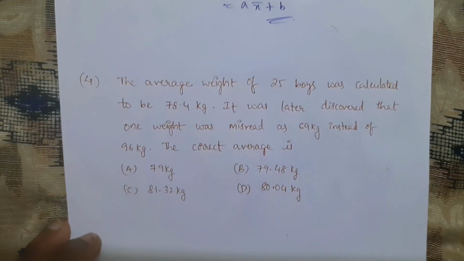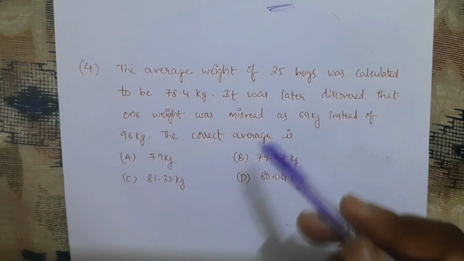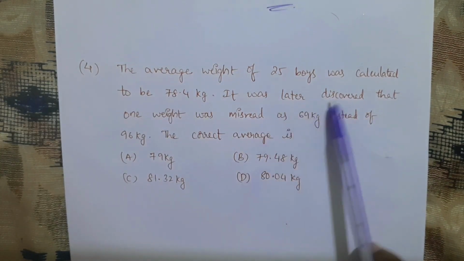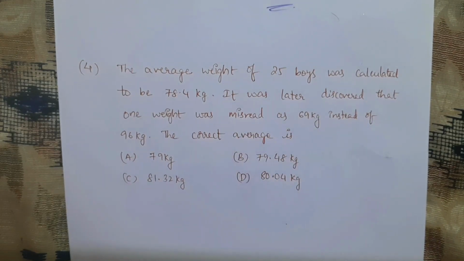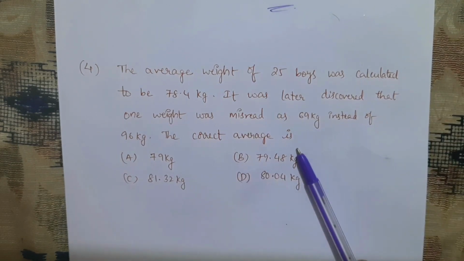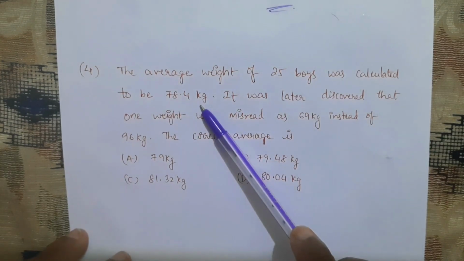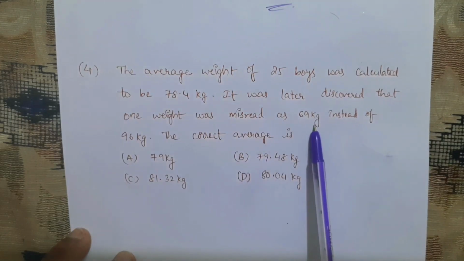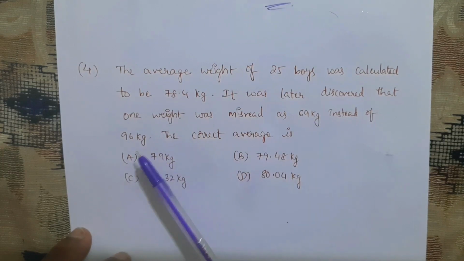Next question. The average weight of 25 boys was calculated to be 78.4 kg. It was later discovered that one weight was misread as 69 kg instead of 96 kg. The correct average is, if you can understand easily the question, the average weight of 25 boys is 78.4, but out of those 25 boys, one of them's weight is misread as 69 instead of 96. That means out of that average, if we delete this and add the correct value and again you do the average, you will get that correct average.